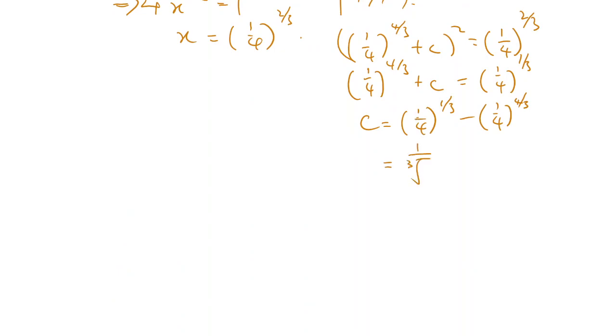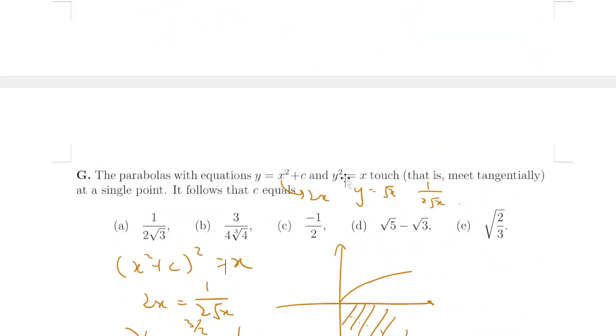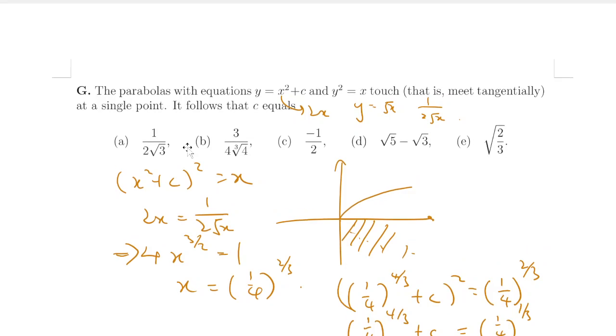This is 1 over cube root of 4 minus 1 over cube root of 4 to the power 4. Okay, so same denominator, I suppose. So let's do this: 4 minus 1 over cube root 4 to the power 4. You common denominator it, and cube root of 4 to the power 3 is just 4. So 1 times 4 is 4, that's why this 4 is there. 4 minus 1, which is 3, so 3 over cube root of 4 to the power 4. Good, which is exactly one of the answers now. That's just option B. So there we are.